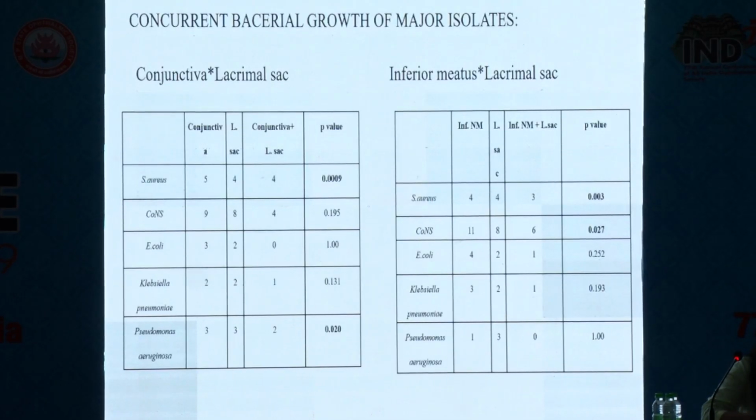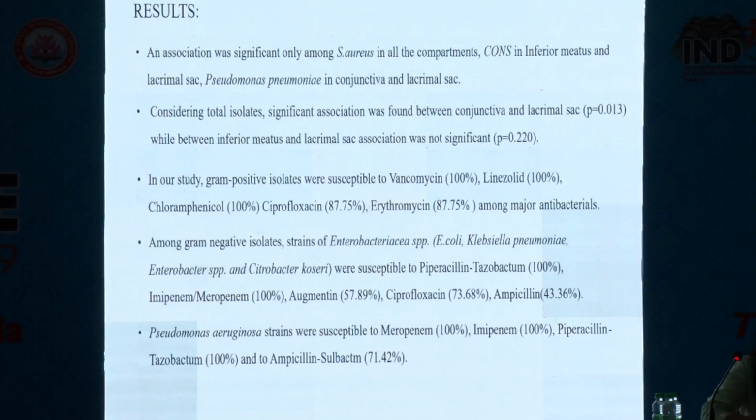Now regarding the concurrent bacterial growth of the major isolates found in our study, for the concurrent growth between the conjunctiva and lacrimal sac, as we can see with bold black letters, the major association was found between Staph aureus and Pseudomonas aeruginosa in conjunctiva and lacrimal sac, while between inferior meatus and lacrimal sac, it was between Staphylococcus aureus and coagulase-negative Staph. Therefore, an association was significant only among Staph aureus in all the compartments, and CONS in inferior meatus and lacrimal sac, Pseudomonas in conjunctiva and lacrimal sac.